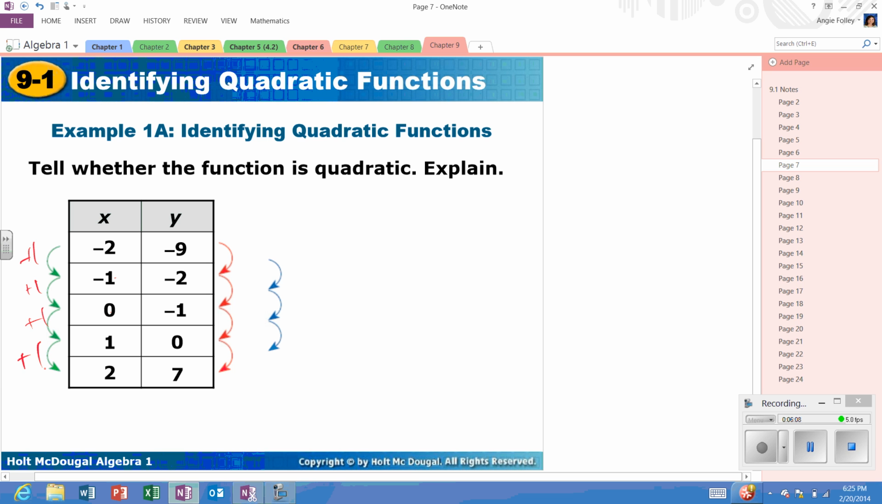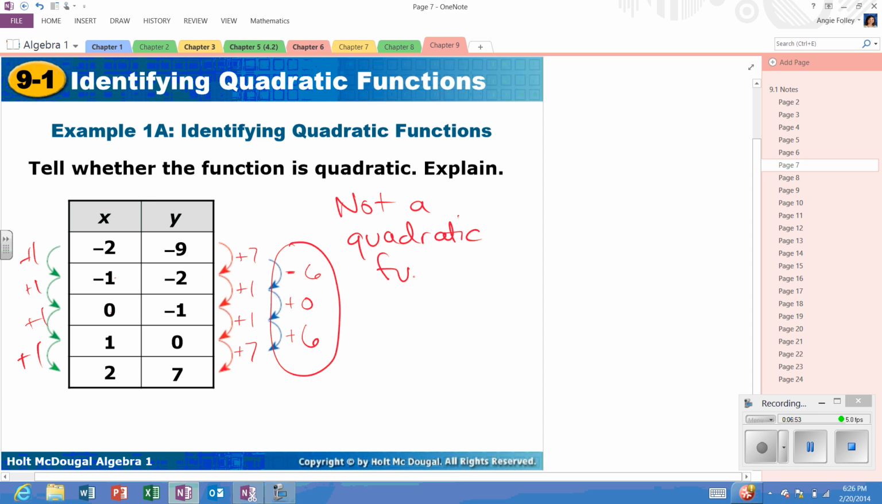Now we're going to look at the first differences of my y's. If I go from -9 to -2, that's adding 7. If I go from -2 to -1, that's adding 1. From -1 to 0, adding 1. And from 0 to 7 is adding 7. So the first differences aren't the same. That's okay. It's the second differences we're going to look at. Now if I go from 7 to 1, I'm subtracting 6. If I go from 1 to 1, I'm adding 0. And if I go from 1 to 7, I'm adding 6. So if I look at these second differences, are they the same? They are not. So this is not a quadratic function.